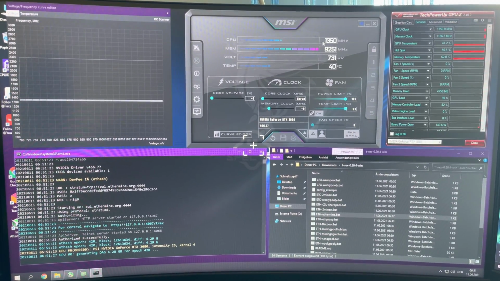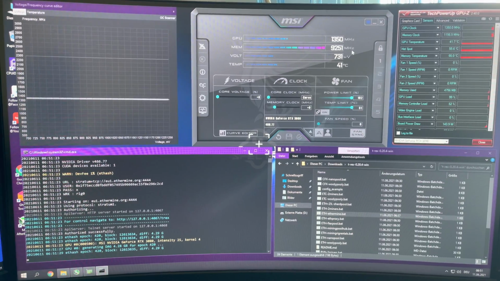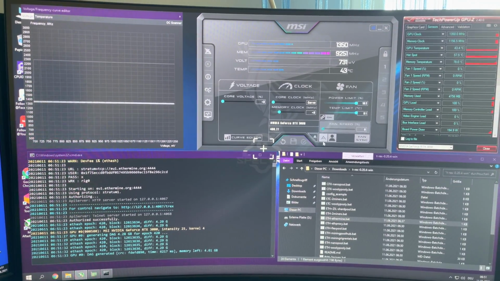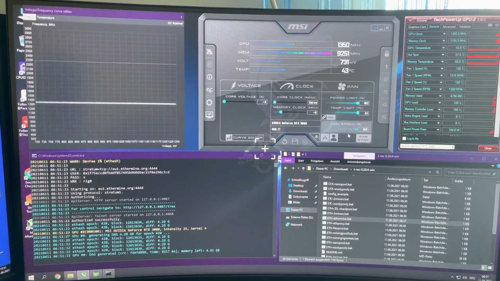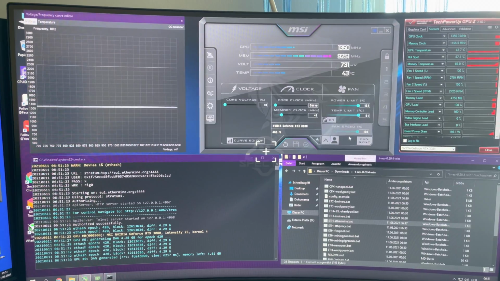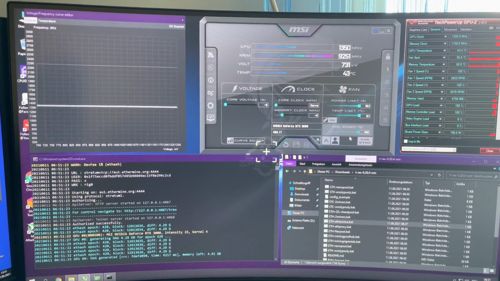Nice, we have a steady 1350 megahertz. So far so good, this seems to work out. Of course we want 100% fan. Don't want the card to die. That would be bad.